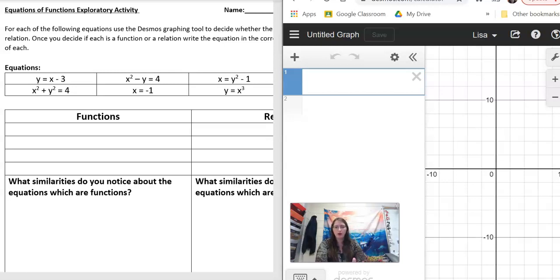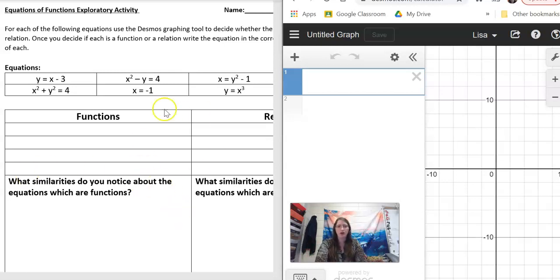So basically what we're trying to figure out is which equations will give us functions and which ones are relations. We're going to use our knowledge of graphs to help us with that. We're going to graph each of these using an online graphing calculator, and decide whether each is a relation or function. Once we get our list, we're going to look at all of the functions and see what they have in common, and all the relations and see what they have in common. Okay, so let's take each one individually.